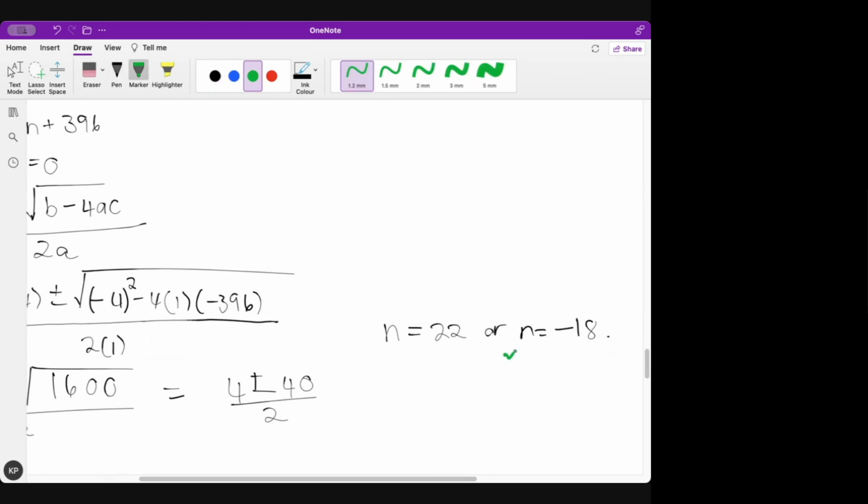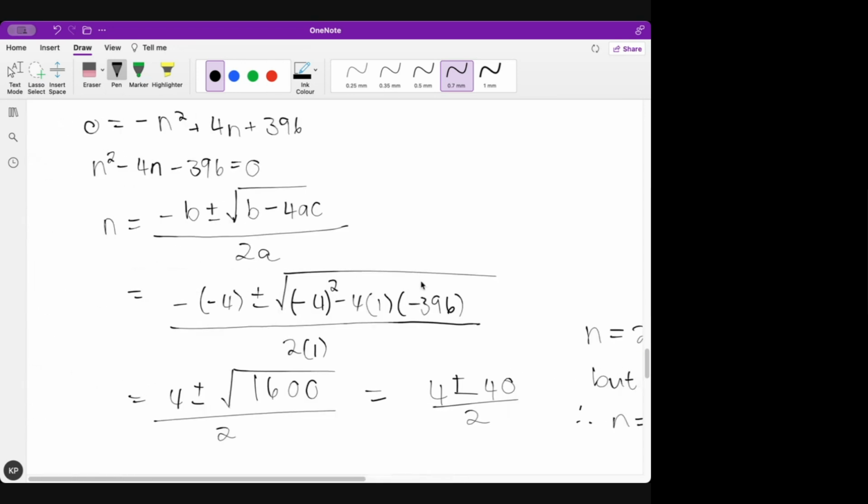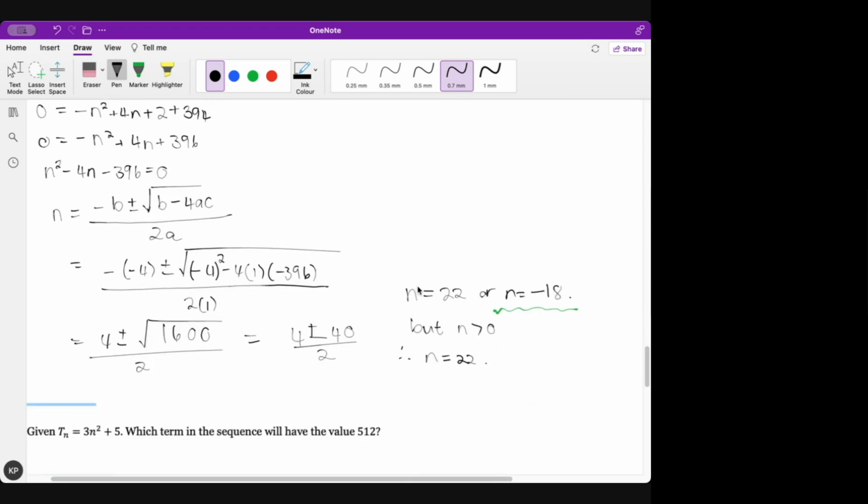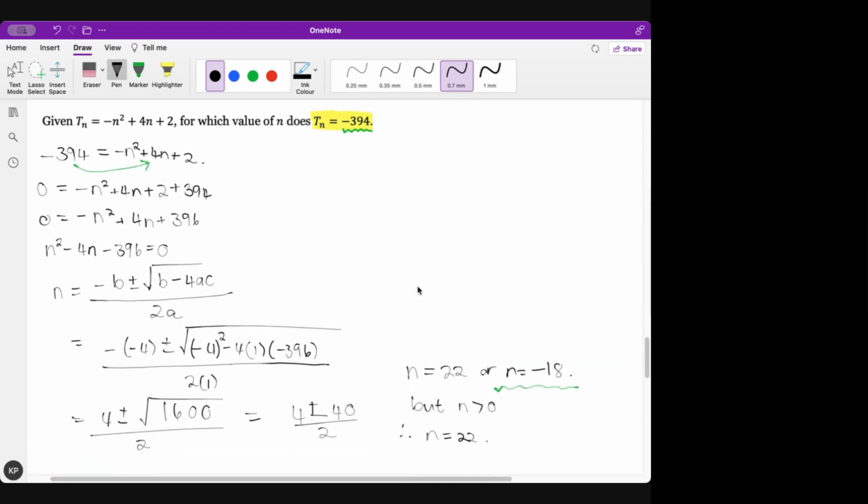But we know this cannot work, because it's not less than 0. It's greater than 0. Therefore, n is 22. So that means the term in position 22 for this specific sequence will be equal to negative 394. Nice, guys. And thank you for your assistance and your calculators, because I don't have mine.